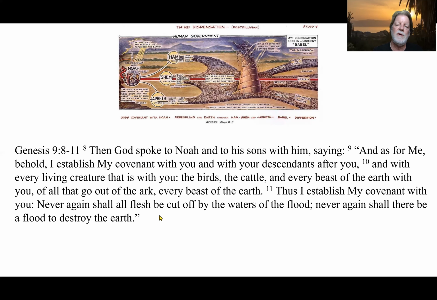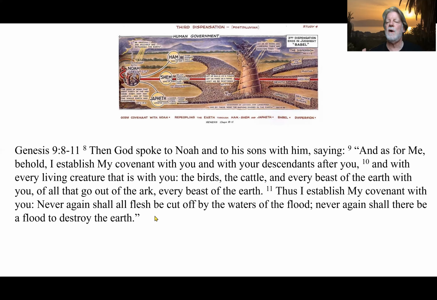And with every living creature that is with you, the birds, the cattle, and every beast of the earth with you, all that go out of the ark, every beast of the earth. Thus I establish my covenant with you. Never again shall all flesh be cut off by the waters of the flood. Never again shall there be a flood to destroy the earth.